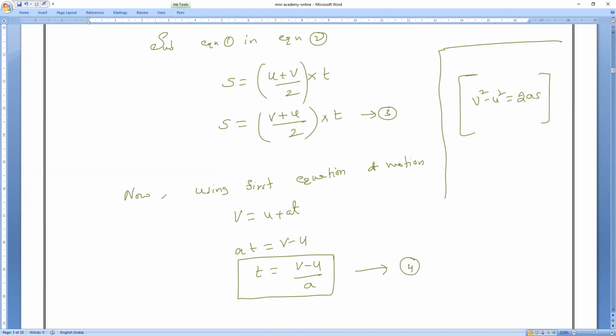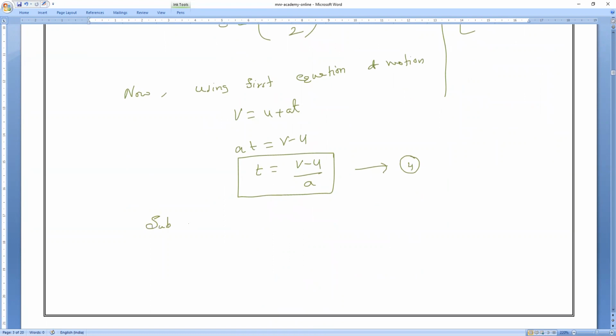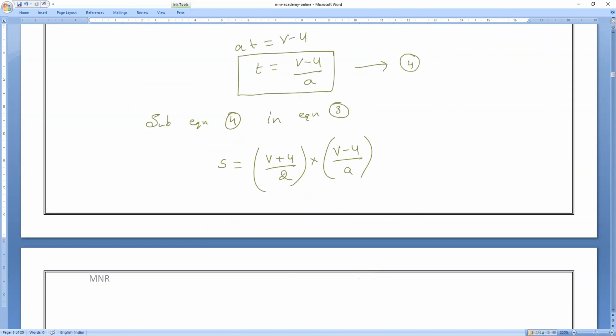Now what do we have to do? Substitute equation 4 in equation 3. So S is equal to v plus u by 2 into t, equal to v minus u by a. Is it okay?